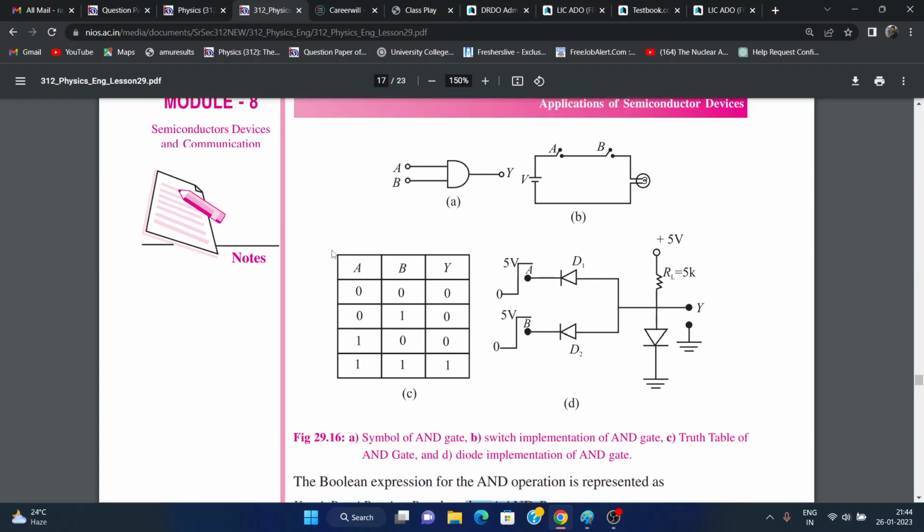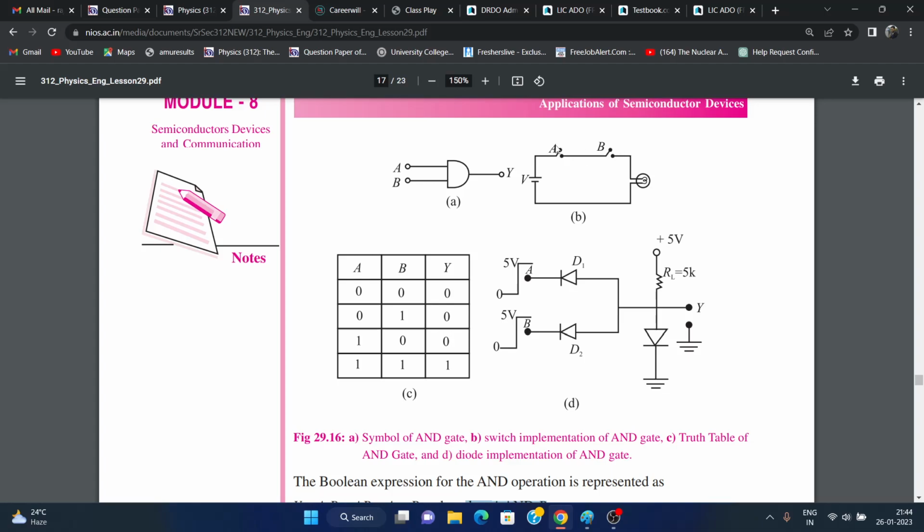Now this is the truth table for the AND gate, where we can see that for both of the inputs 0, the output will be 0. If one of the inputs is 1 and the other one is 0, still the output will be 0, and only when both of the inputs are 1, the output will be 1. Now this is explained in this circuit.